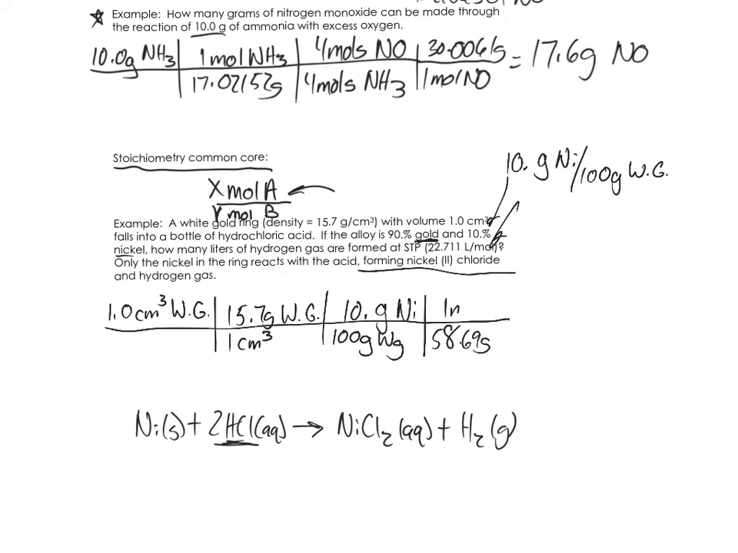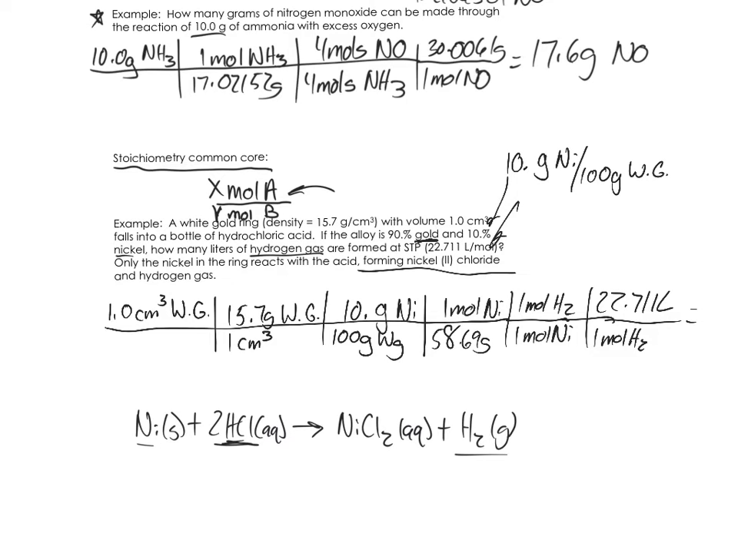58.69 grams in 1 mole nickel. Now I can go through the common core. For every 1 mole nickel, excuse me, let me correct myself. We're going with hydrogen gas, so we're going to relate a reactant to a product, not two reactants, to 1 mole H2, and then for every 1 mole H2, I have 22.711 liters. Multiply across the top, divide by the bottom, and I end up getting 0.61 liters.